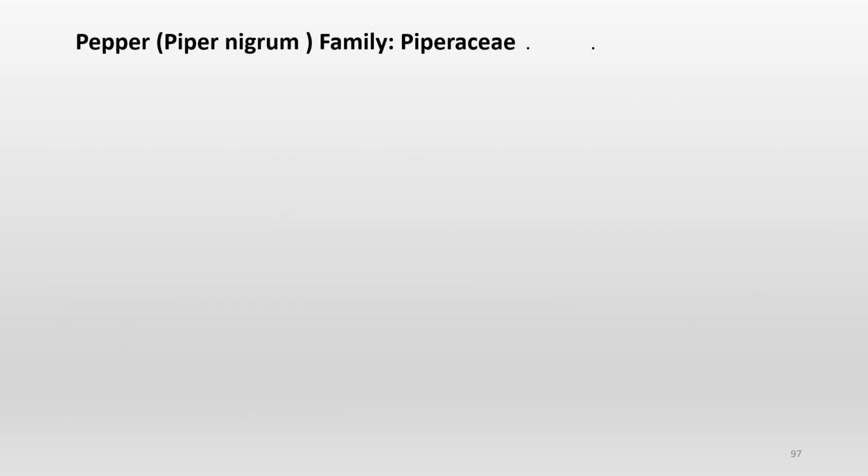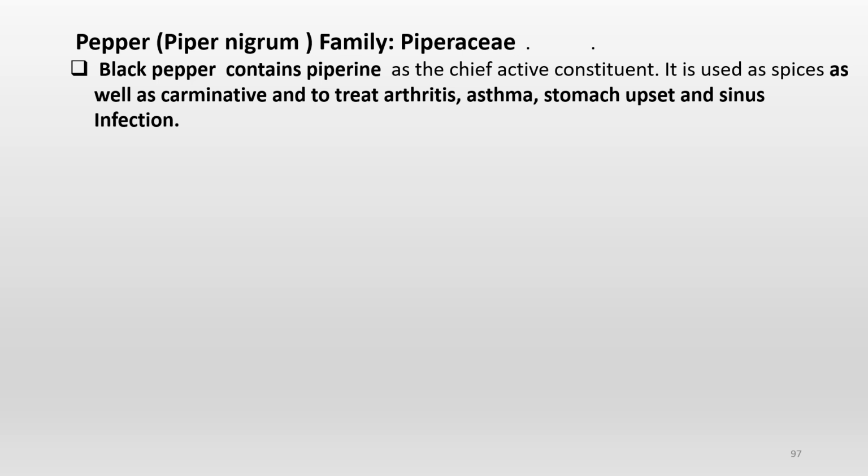Piper nigrum or pepper, family Piperaceae. What is its reaction with various drugs and foods? Black pepper contains piperine as a chief active constituent. It is used as a spice as well as a carminative and to treat arthritis, asthma, stomach upset, and sinus infection.